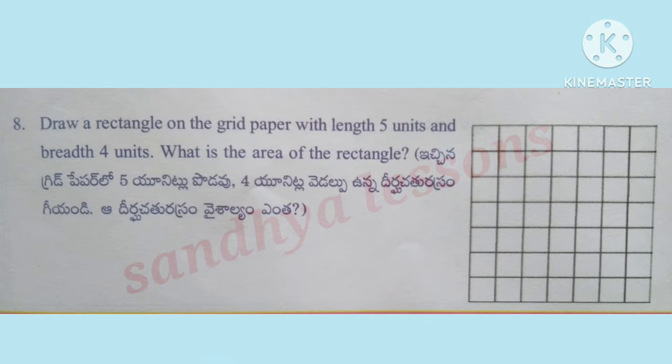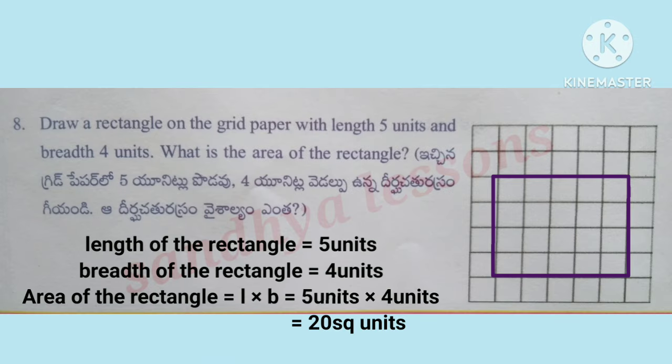Eighth problem, draw a rectangle on the grid paper with length 5 units and breadth 4 units. What is the area of the rectangle? Solution, length of the rectangle is equal to 5 units. Breadth of the rectangle is equal to 4 units. Area of the rectangle is equal to length into breadth, that is equal to 5 units into 4 units, which is equal to 20 square units. Therefore, area of the rectangle is equal to 20 square units.